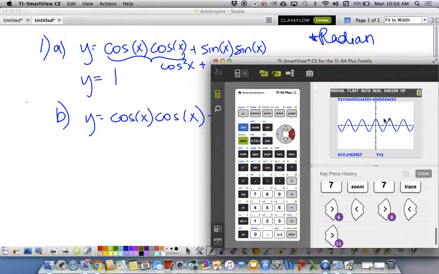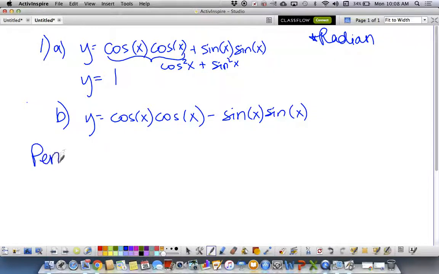Is this one 2 pi? No, it went pi from top to top, and we only got pi. So the period is different. How in the world are we going to be able to figure out our period being different? What is the period of this one? So I'm going to say the period equals pi.